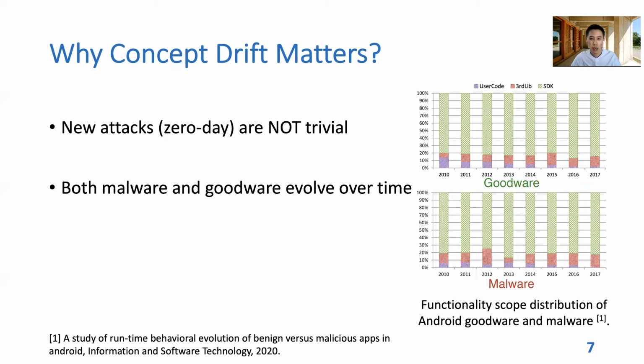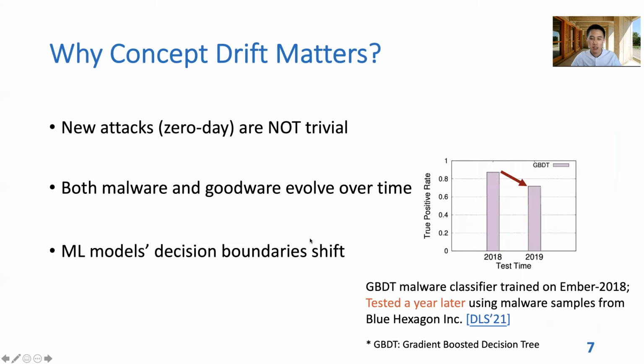Second, both malware and goodware evolve over time. In the figure, you can see that their code components are constantly changing during the last decade. And these changes will shift the decision boundary of the classification model, increasing the possibility of misclassification. To give you a real-world example, this is a gradient-boosted decision tree classifier trained on Androzoo and tested a year later using samples from Blue Hexagon. As you can see, there's a clear decrease in the detection rate, and it's caused by concept drift.